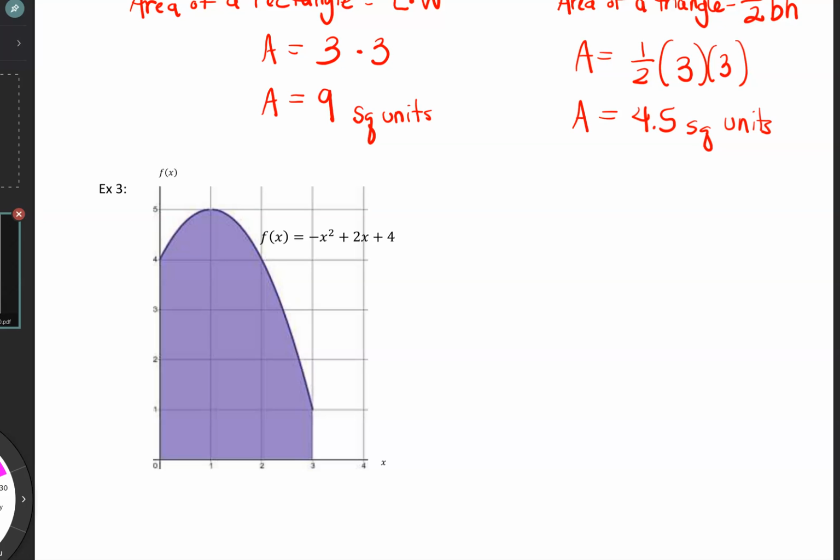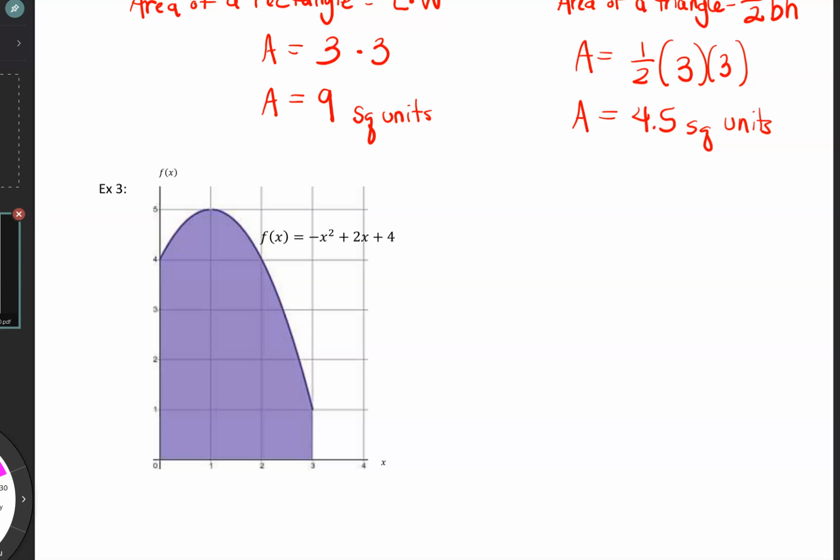I don't. This isn't a standard shape that we're used to, right? It's not a rectangle. It's not a triangle. It's not even a trapezoid. It doesn't have straight sides, right? It has these curved sides. So we don't have a standard formula for this. But there's some things we can do to estimate the area under this curve.